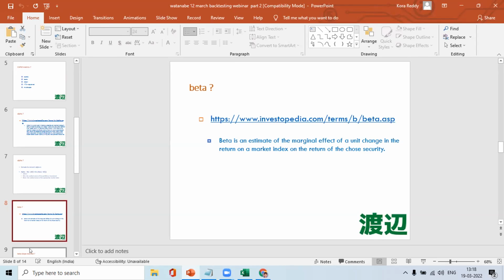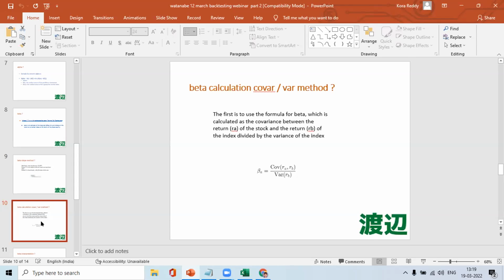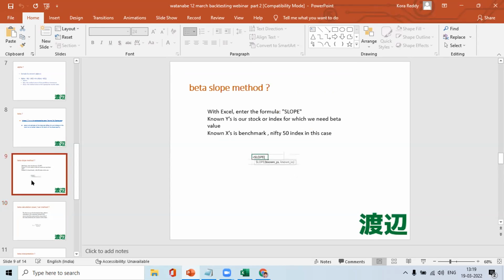Now, how do you calculate beta? You set a period, like I want to calculate beta for 10 years or for 5 years or whatever. And there are two methods. One is slope, the other one is the covariance over variance method. You can do the calculation in either way, but the simplistic thing is it's a one-line formula. So we'll do it via the slope method.